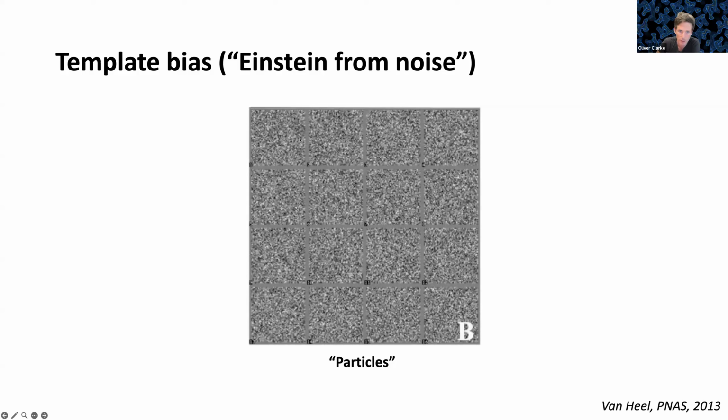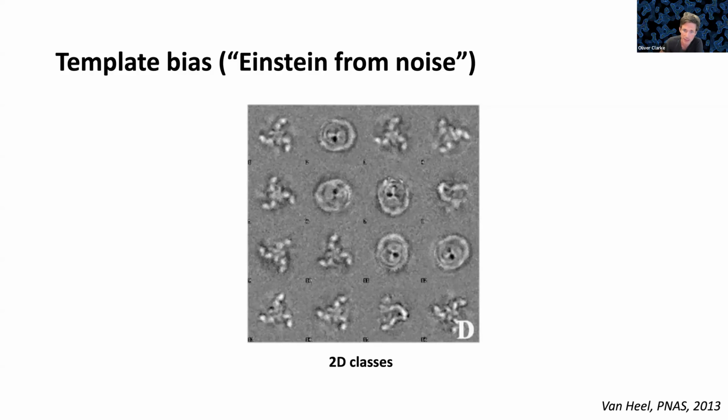And so you can see when you look at these so-called particles, there is nothing there, right? It's all randomly distributed, or rather non-randomly in this case, distributed noise. If you then go into 2D classification, what you will see is that you recapitulate the features of the templates, even though there was nothing there in the data. And so this is just something to keep in the back of your head when you're processing data, that you can get ghosts of the references appearing. And so you should be cognizant of that.